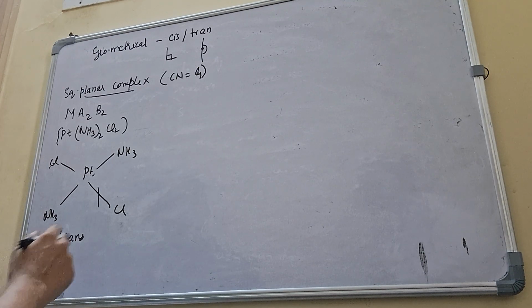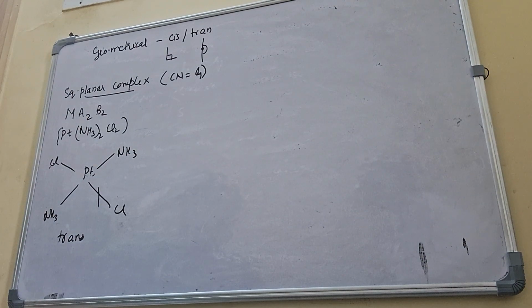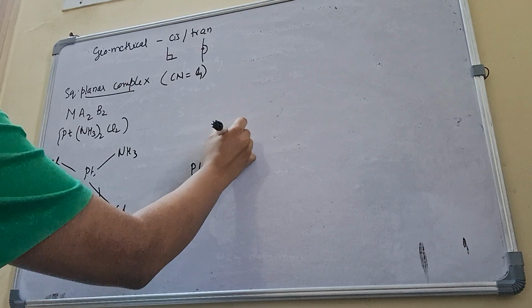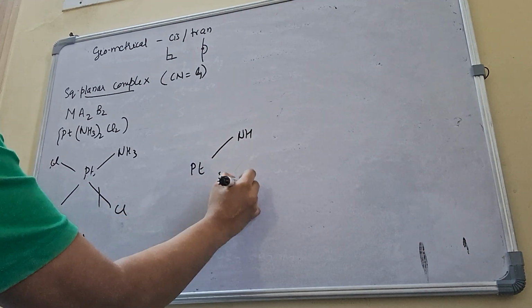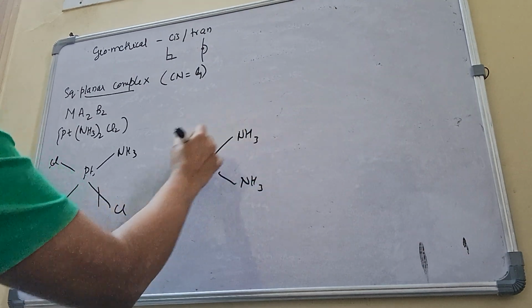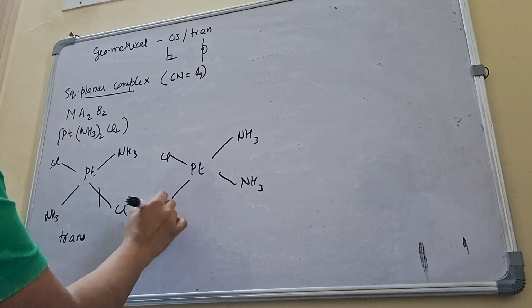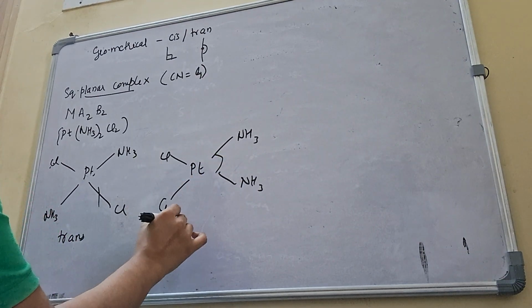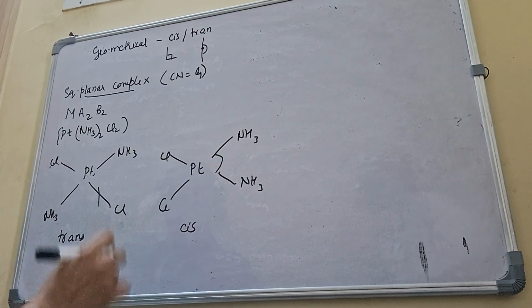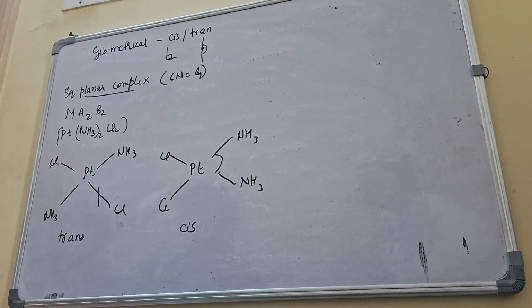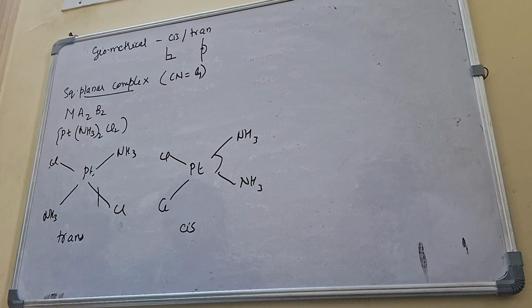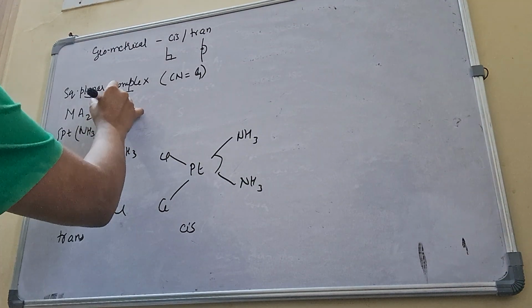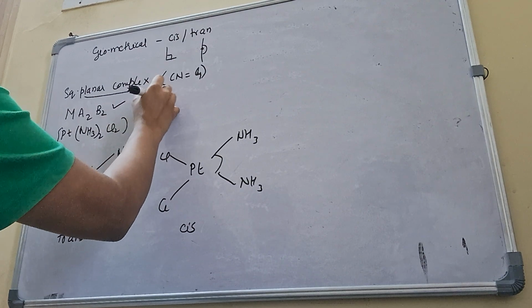Next, this is not an ion, this is a compound anyway. If you just shift it like this, NH3 and NH3 here on the same side, and Cl and Cl on the same side, what is this angle? This is 90 degrees. This is what we call the cis isomer, cis-diamminedichloridoplatinum(II). So Ma2B2 will show isomerism of this kind. So this is showing cis and trans.